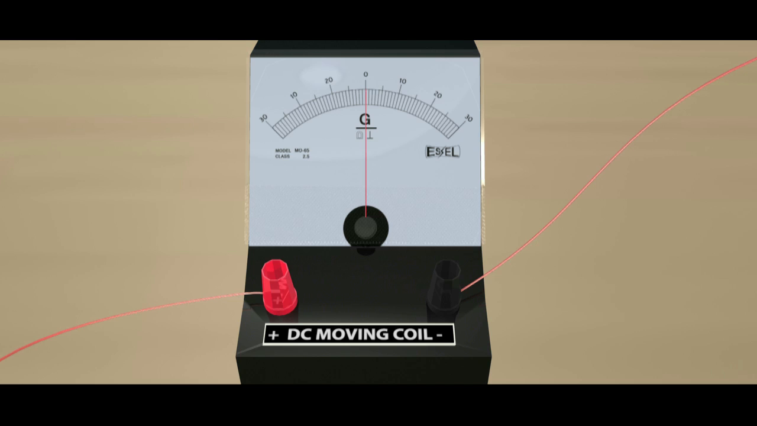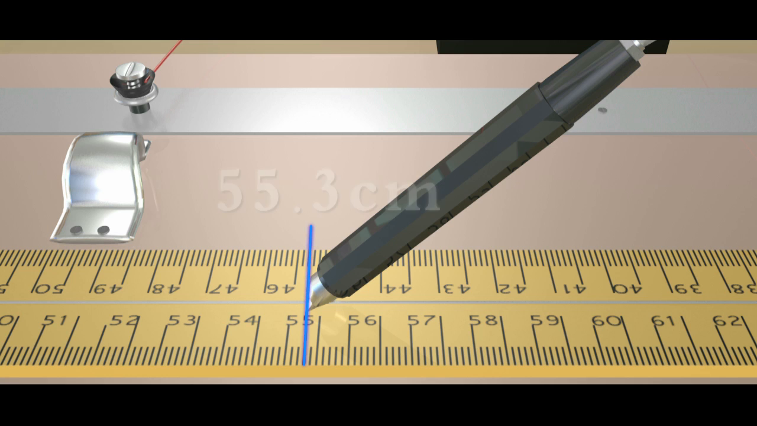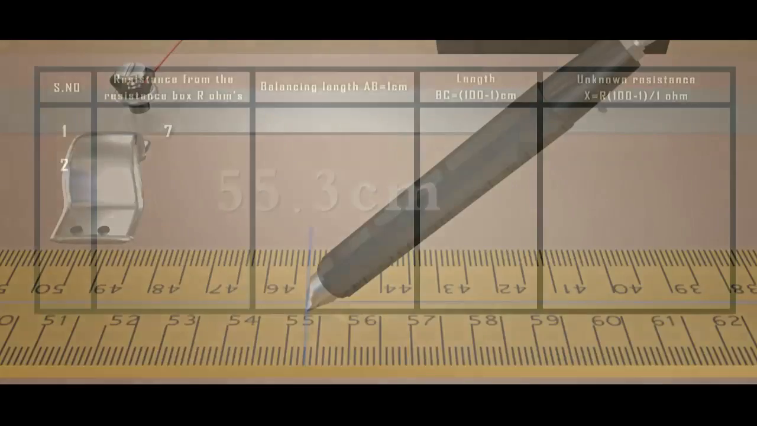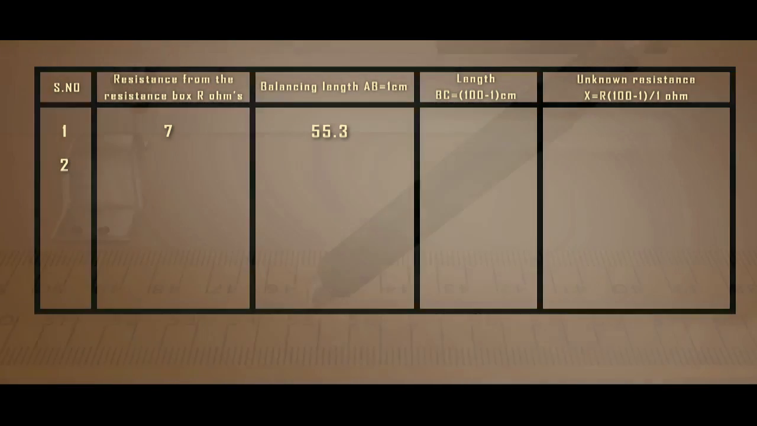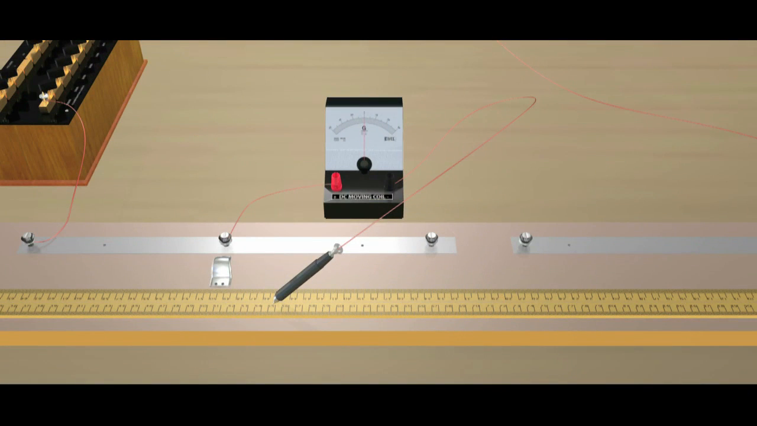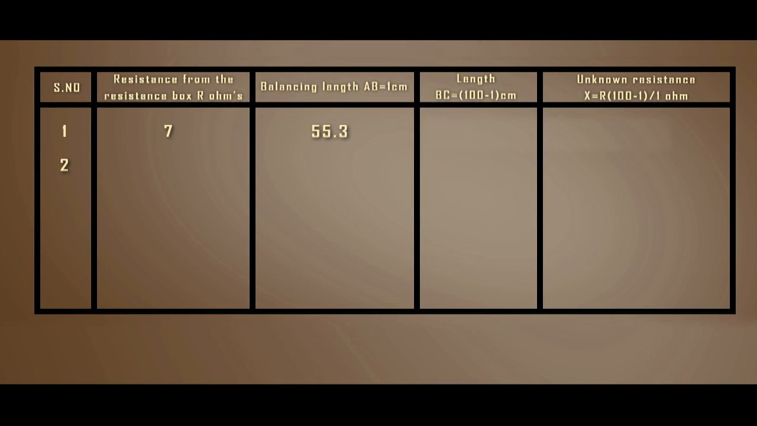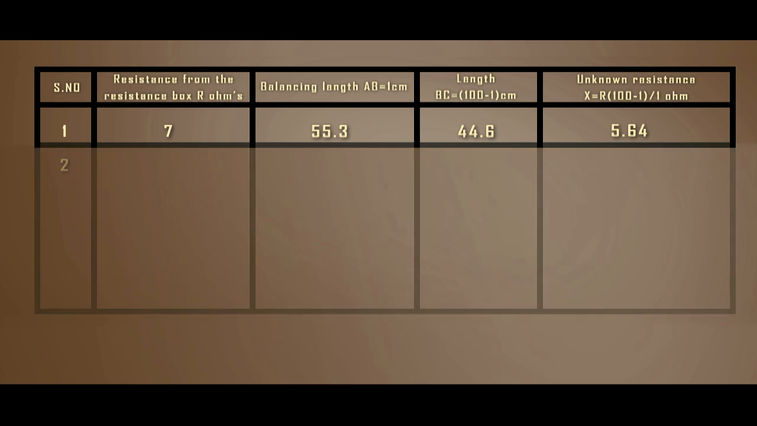So, let us measure the length of the wire. It is 55.3 centimeters. For example, tabulate this value under balancing length AB is equal to L centimeters. Therefore, calculate the length BC, that is 100 minus L, which is 44.6 centimeters. Unknown resistance X is calculated using the values of AB, BC and R.